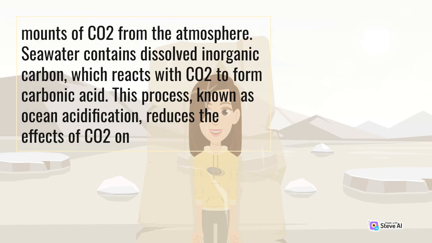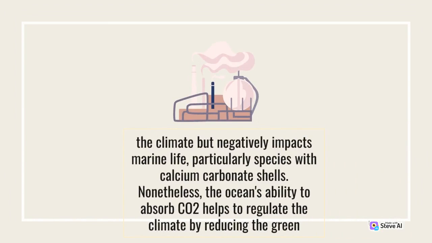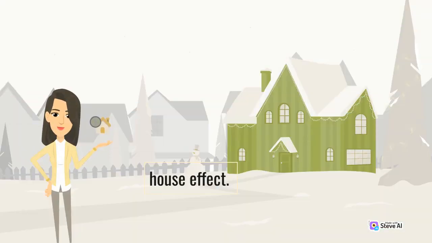Seawater contains dissolved inorganic carbon, which reacts with CO2 to form carbonic acid. This process, known as ocean acidification, reduces the effects of CO2 on the climate but negatively impacts marine life, particularly species with calcium carbonate shells. Nonetheless, the ocean's ability to absorb CO2 helps to regulate the climate by reducing the greenhouse effect.